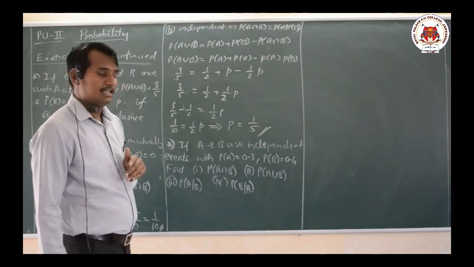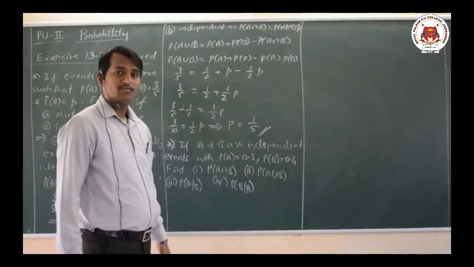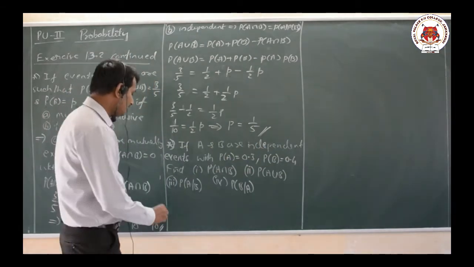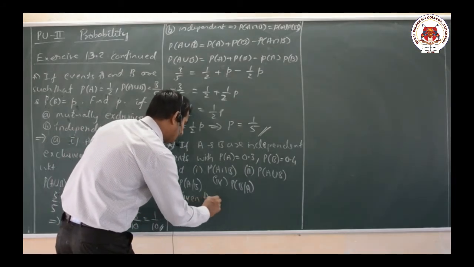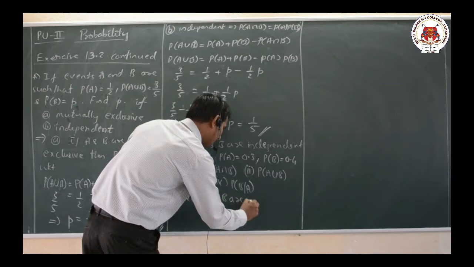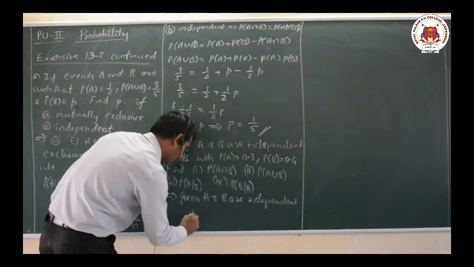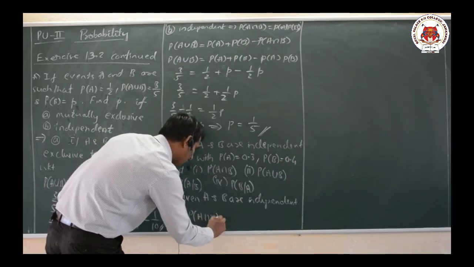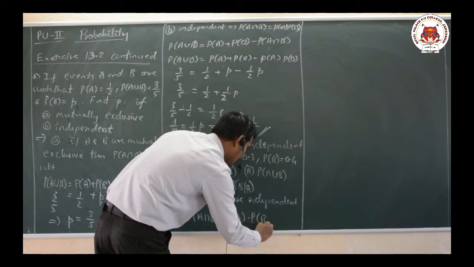Now let us move on to the next example. If A and B are independent events, that is given. A and B are independent, therefore P of A intersection B, according to the independence formula, is P of A into P of B.